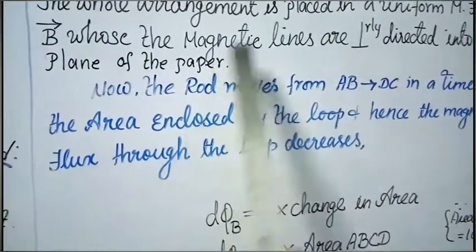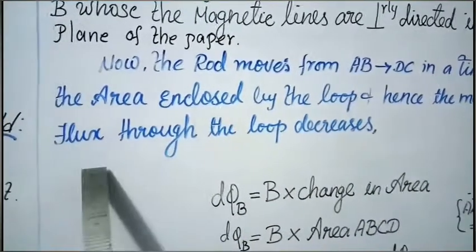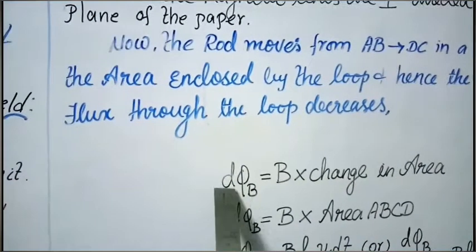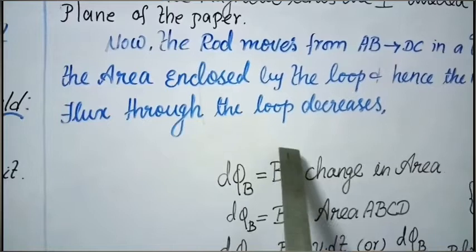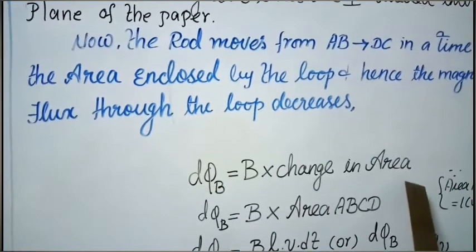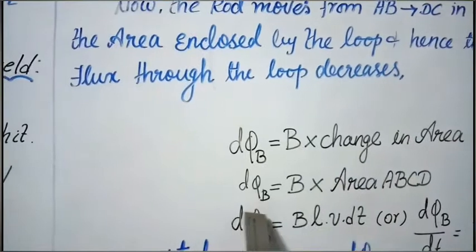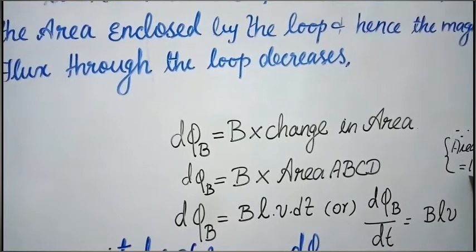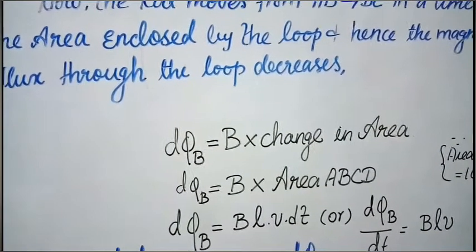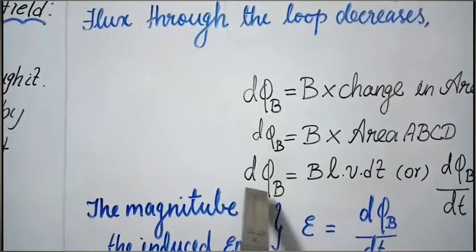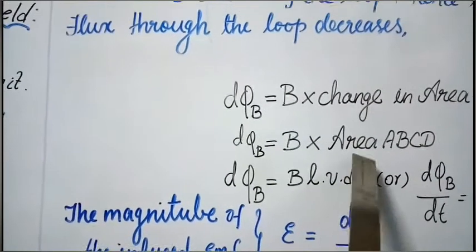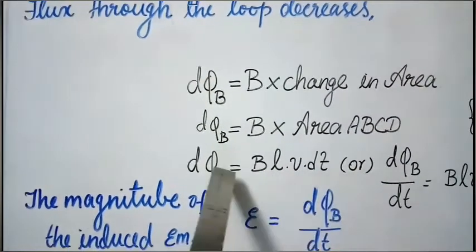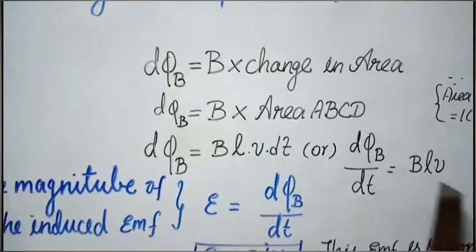The area enclosed by the loop changes, hence the magnetic flux through the loop changes. The change in magnetic flux dΦB is equal to the magnetic field times the change in area ABCD. dΦB is equal to B times area ABCD. The area ABCD is equal to the length of the rod times velocity times time taken dt, that is LV dt. So dΦB is equal to B L V dt, or dΦB/dt is equal to BLV.